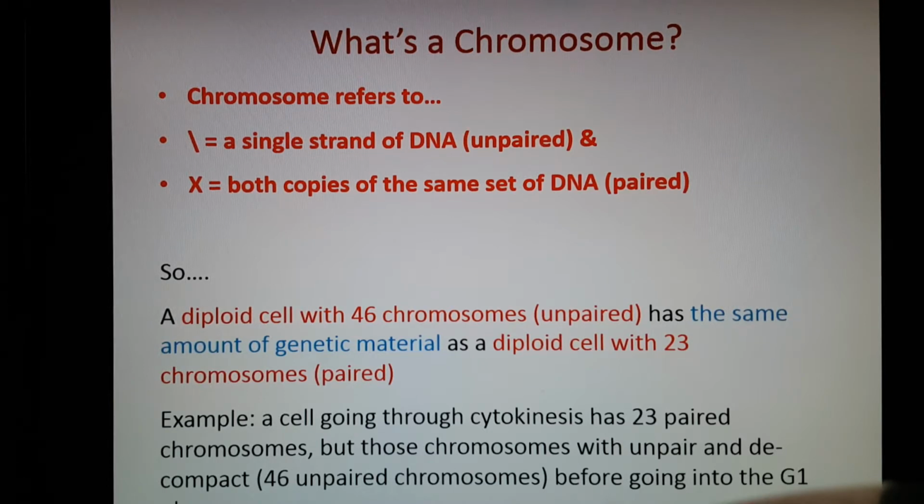Okay, so here's where it gets a little iffy. You could have a diploid cell with 46 chromosomes that are single-stranded, so unpaired, having the same amount of genetic material as a diploid cell with 23 chromosomes, because those 23 are in pairs, and 23 times 2 is 46. So that's something you just have to pay attention to, when you're looking at your DNA, whether it's single-stranded or double-stranded.